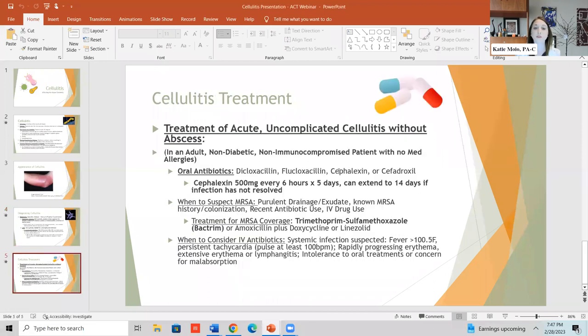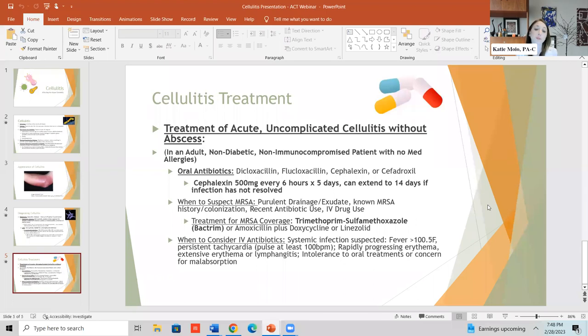So treatment, yay, let's fix them. Acute, uncomplicated cellulitis, no abscesses involved. If it's an adult, non-diabetic, non-immunocompromised patient with no medication allergies, by the way, which never happens in clinical practice, you want to consider dicloxacillin, flucloxacillin, cefalexin or cefadroxil. I highlighted cefalexin, which is Keflex, because that is the most common medication I see prescribed for this. So a typical dose for uncomplicated infection is going to be 500 milligrams every 6 hours for 5 days. You can increase the duration to 14 days if the infection isn't looking better.